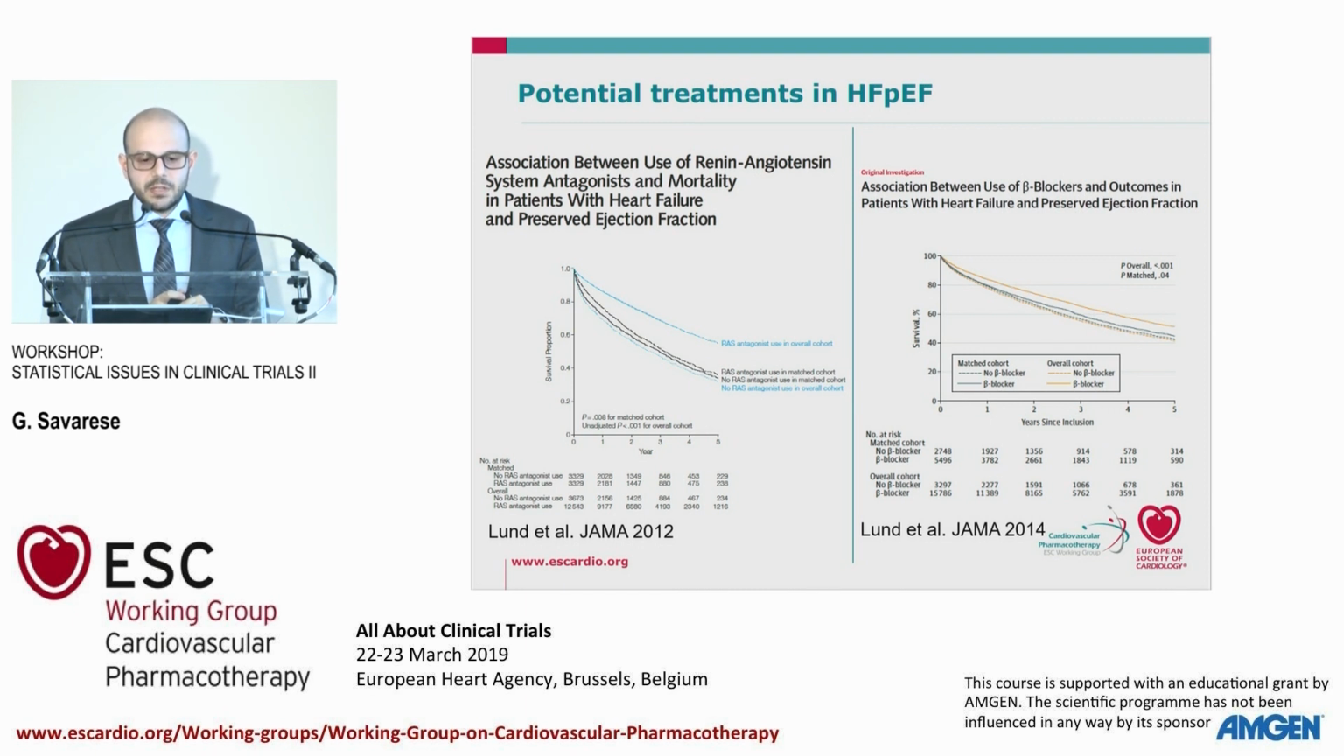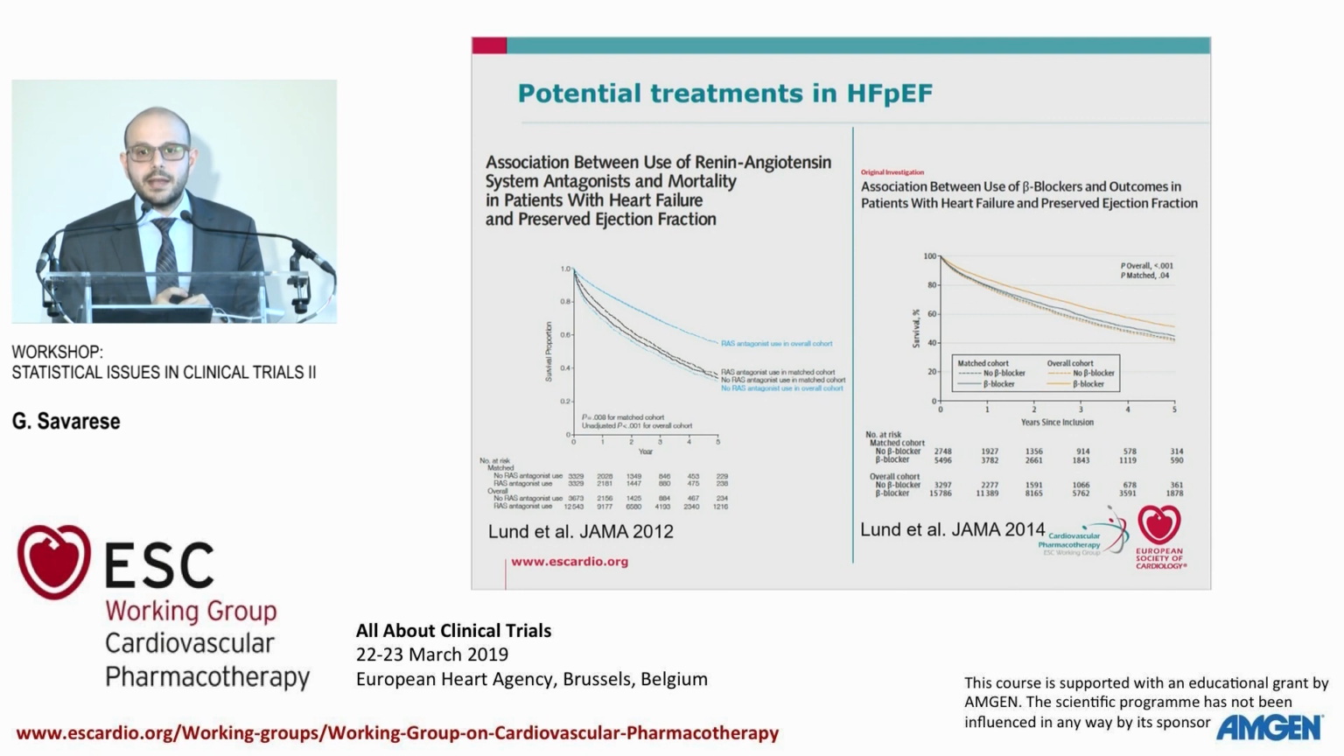For several of these neutral trials. So what we did was to investigate the association between RASI and beta blockers and outcomes in SWEDE-HF. And we could actually identify the first paper published in JAMA in 2012, an association between the use of RASI and mortality in patients with HFpEF that was not shown in randomized controlled trials, and it happened the same for beta blockers 2 years later, also published in JAMA. These were well-designed studies with propensity score matching that we will see later.